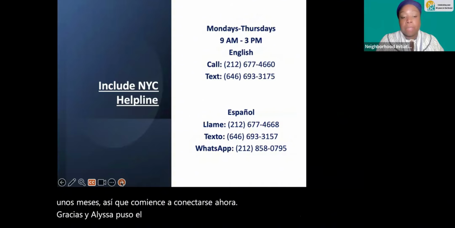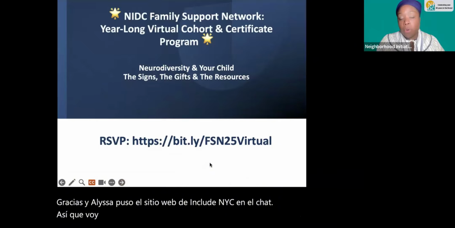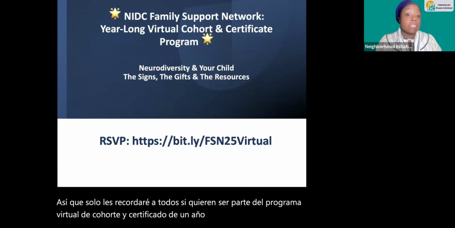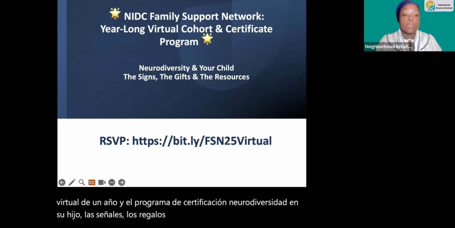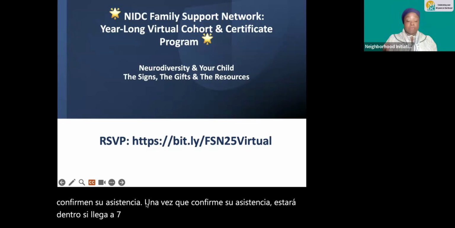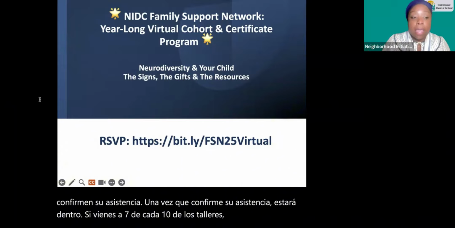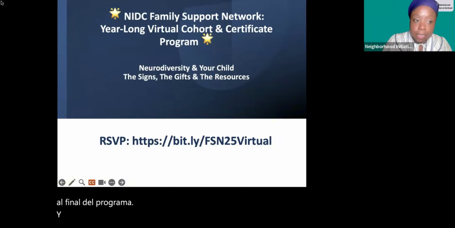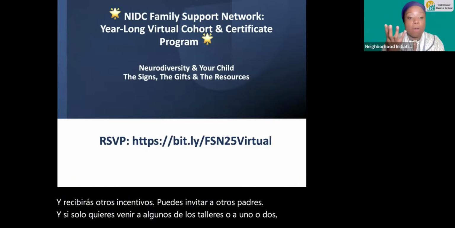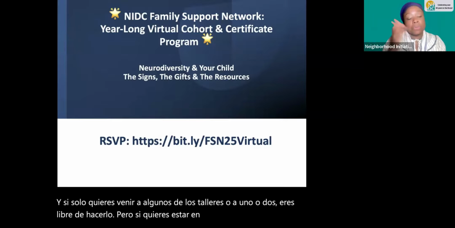I'm going to remind everyone, if you want to be a part of the year-long virtual cohort and certificate program, Neurodiversity in Your Child: the signs, the gifts, and the resources, RSVP. Once you RSVP, you are in. If you come to 7 out of 10 of the workshops, you will receive a certificate at the end of the program, and other incentives. You can invite other parents, and if you just want to come to one or two, you're free to. But if you want to be in the cohort program, make sure to register and stay up to date.